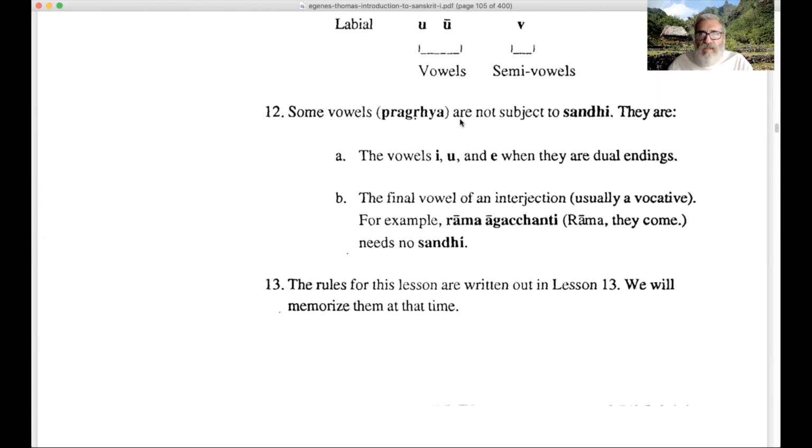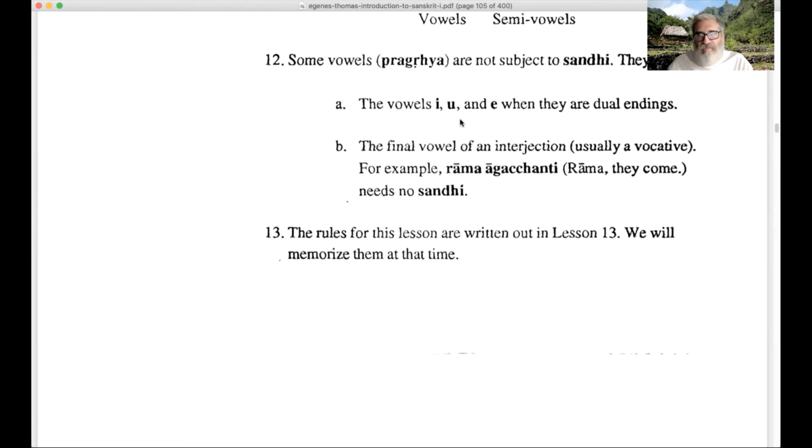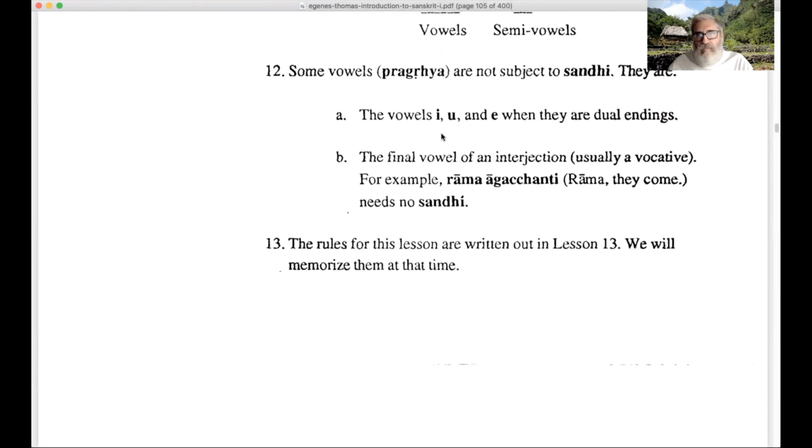These are two exceptions. These are called pragrihya. With the first one, the vowels E, U, and A for dual ending, like for instance narao, because it ends in U. No, it doesn't. Narao doesn't end in U; it ends in ao. Narao is dual, but it is not ending in U, so this doesn't apply. I guess the dual endings with E, U, and A will come later. We haven't got these yet, so let's not worry about it too much.